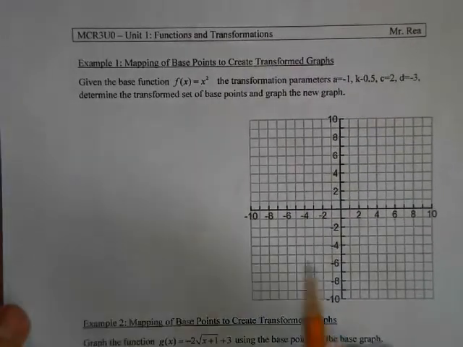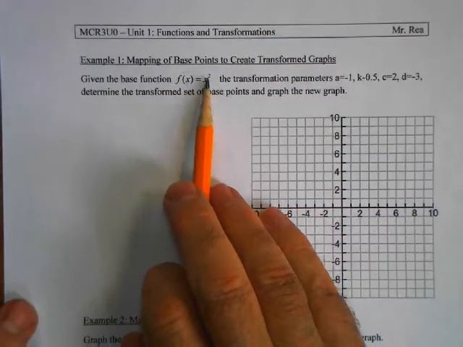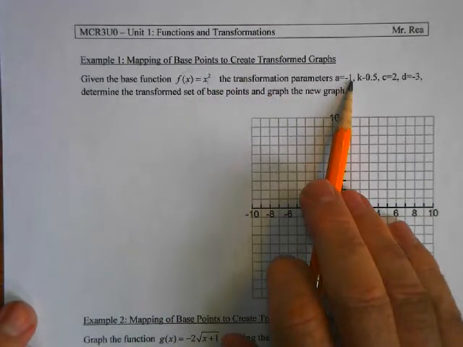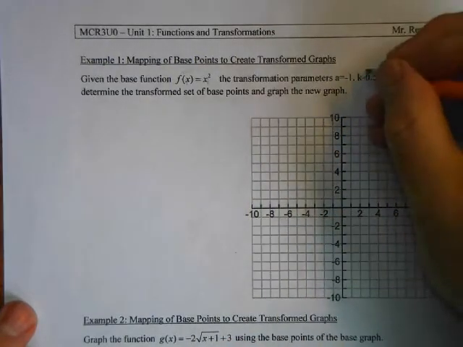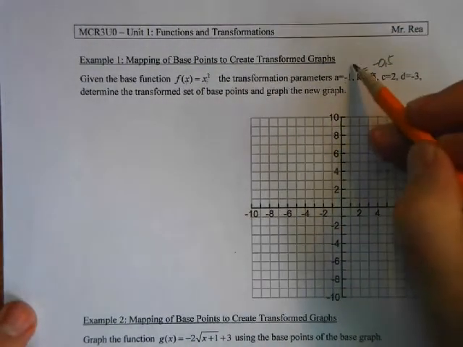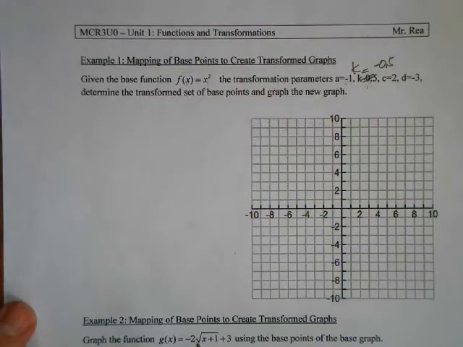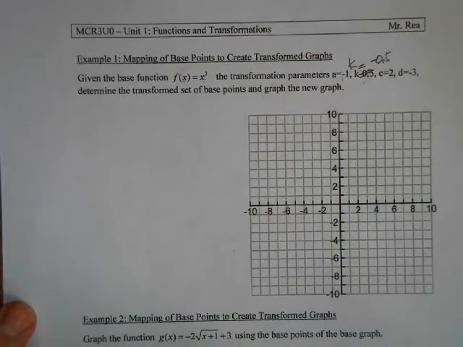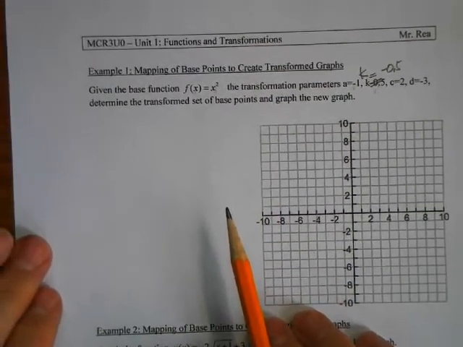So, given the base function f of x equals x squared, the transformation parameters a equals -1, k equals, I think, that should be -0.5, and c equals 2, d equals 5. Let me just rewrite that. K equals -0.5. In this question, they're actually giving us the values of a, k, c, and d. The question we're going to do after doesn't; you have to figure those out yourself. So this is kind of skipping a step that you would normally take.